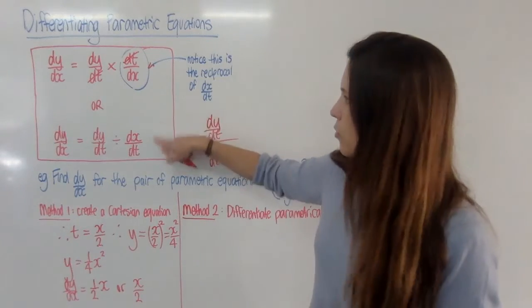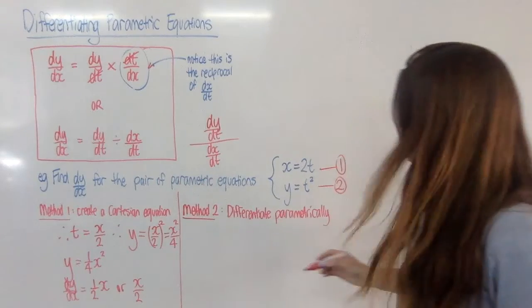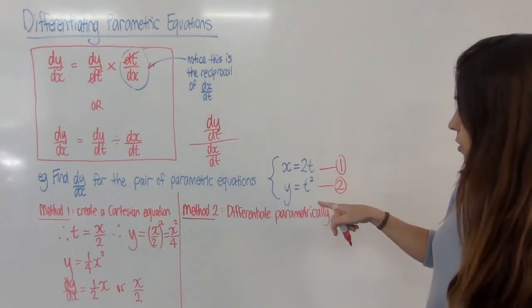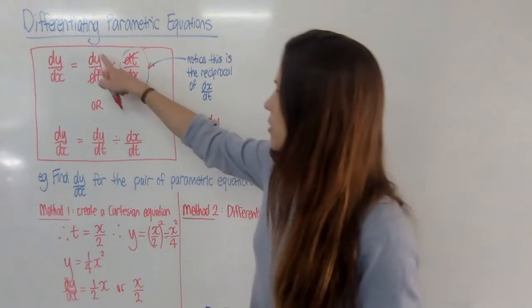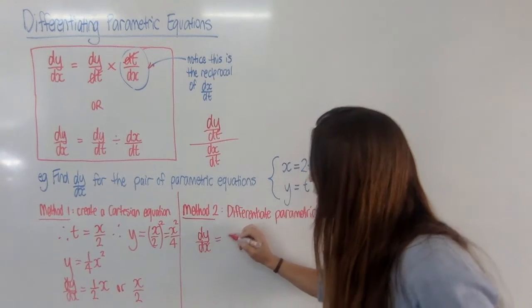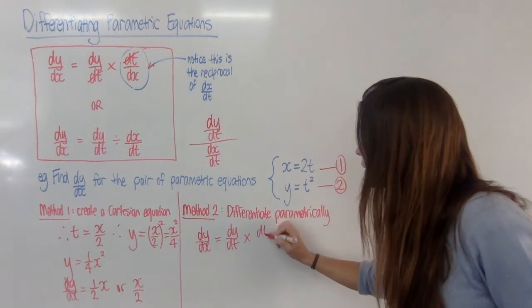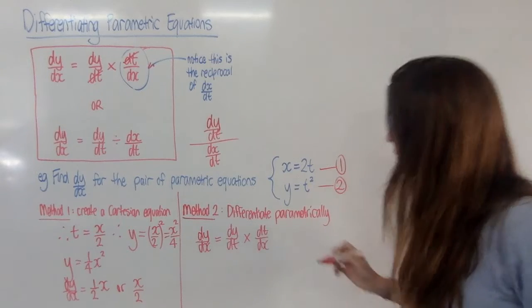So we're going to use this rule. I'm going to use this one because it's my favourite, but if you prefer this one, sub it straight in. Okay, so parametrically what we want then is we want dy dt. So I'm just going to go straight in with writing dy dx equals dy dt times dt dx.